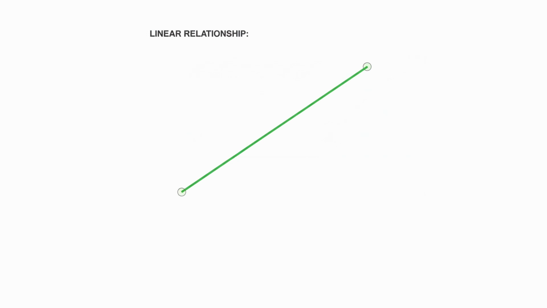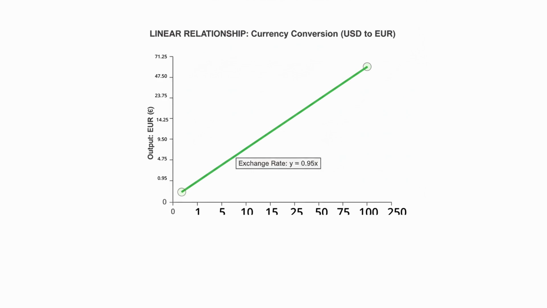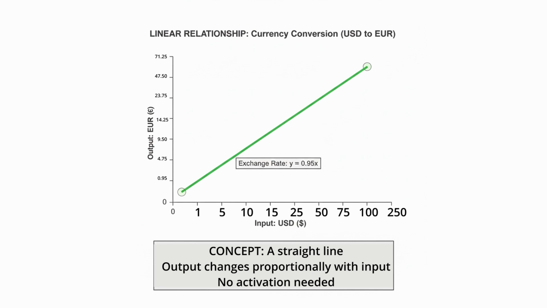Say we want to build a small model that converts US dollars to euros. If the exchange rate is about 1 US dollar is equal to 0.95 euros, then 10 US dollars is equal to 9.5 euros, 100 US dollars is equal to 95 euros. That's perfectly linear. If you double the dollars, you double the euros. The rule is just y is equal to 0.95 times x. For a relationship like this, you don't need activation functions. A simple linear model can learn that conversion perfectly because the pattern is just a straight line.